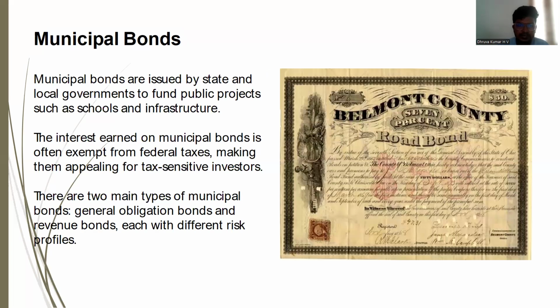the corporate bonds. Municipal bonds. Municipal bonds are issued by state and local governments to fund public projects such as schools and infrastructure. The interest earned on municipal bonds is exempt from federal taxes, making them appealing for tax-exempt investors. There are two types of municipal bonds: general obligation bonds and revenue bonds, each with different risk profiles.